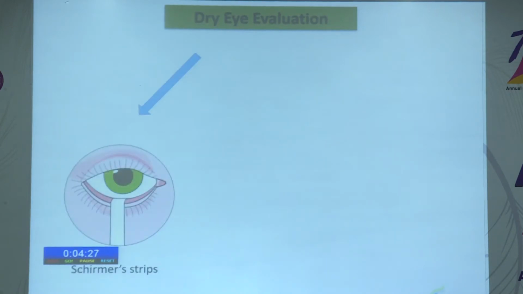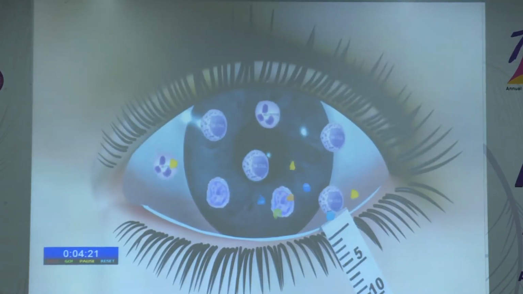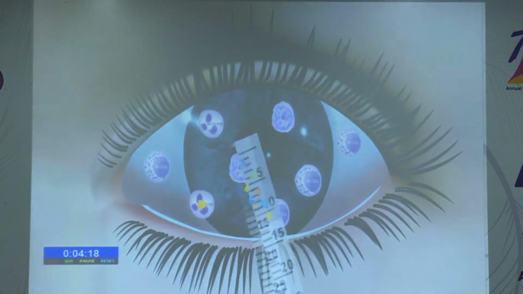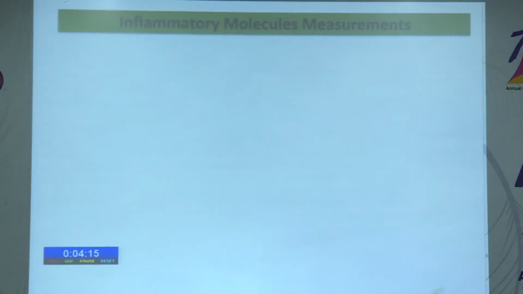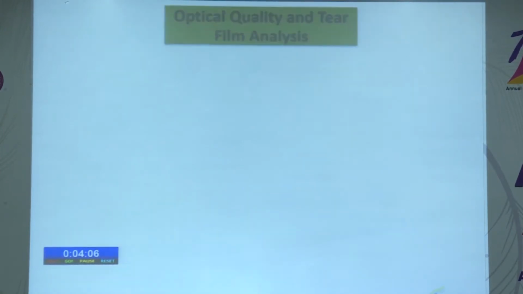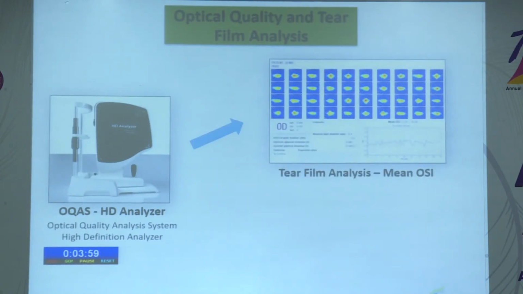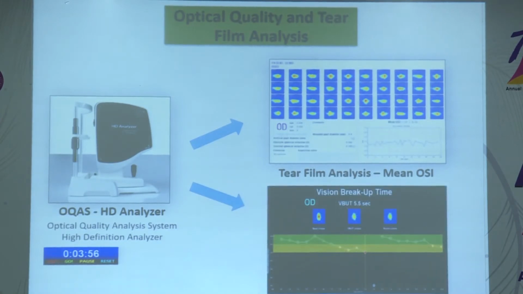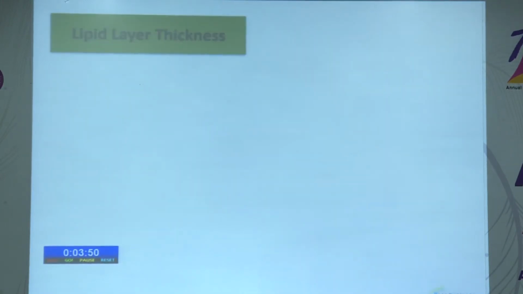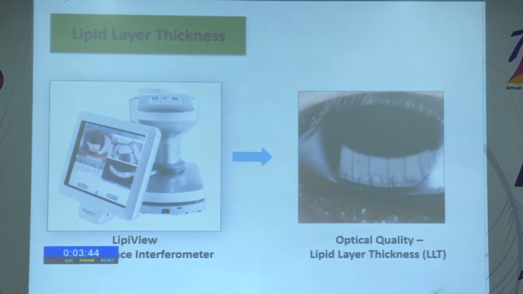Now what are the tests that we did for the patients? Were the dry eye evaluations, that's the Schirmer's, tear breakup time and the ocular surface disease index. We also took the Schirmer strips so that we could measure the cytokine levels from the ocular surface and sent it to our lab, where we stored it, extracted the tears, ran it through a flow cytometer, and we could find out which were the different cytokines present on the ocular surface. We also did an optical quality and a tear film analysis using the OCAS HD analyzer, and we found out the mean OSI and the vision breakup time, which is the time taken for the vision to break up. So after how many seconds does the vision quality decrease? We saw the lipid layer thickness using the LipiView interferometer, and by which we could get the optical quality again.